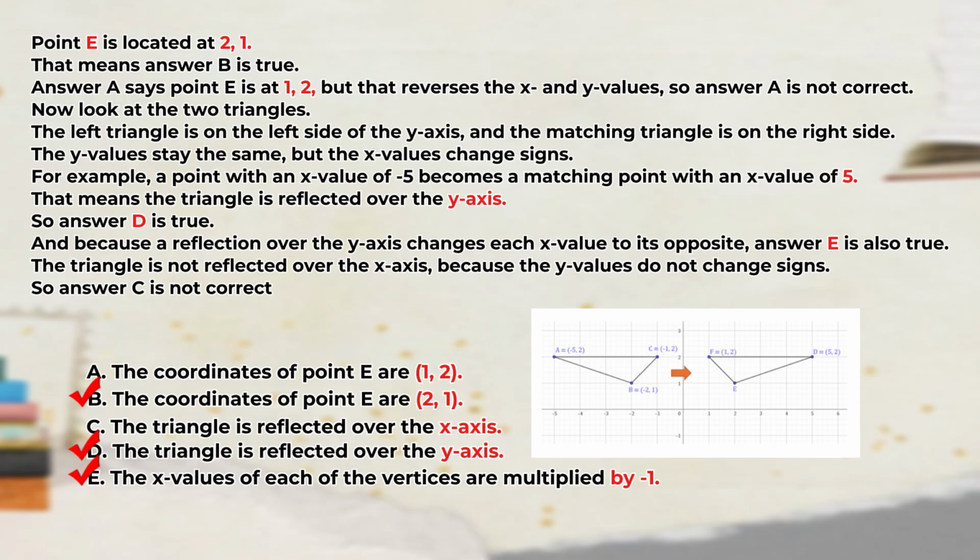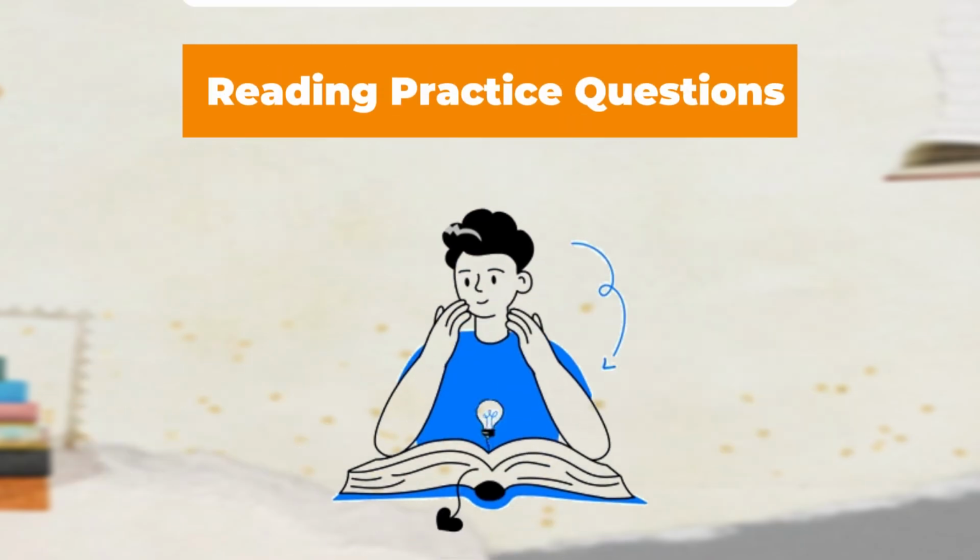And because a reflection over the Y-axis changes each X value to its opposite, answer E is also true. The triangle is not reflected over the X-axis because the Y values do not change signs, so answer C is not correct. This question checks coordinate points, reflections, and transformation rules. All right, time to move on to the reading section.